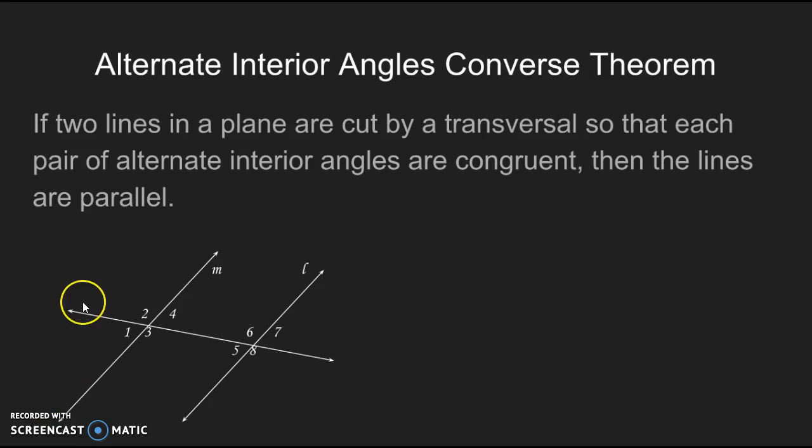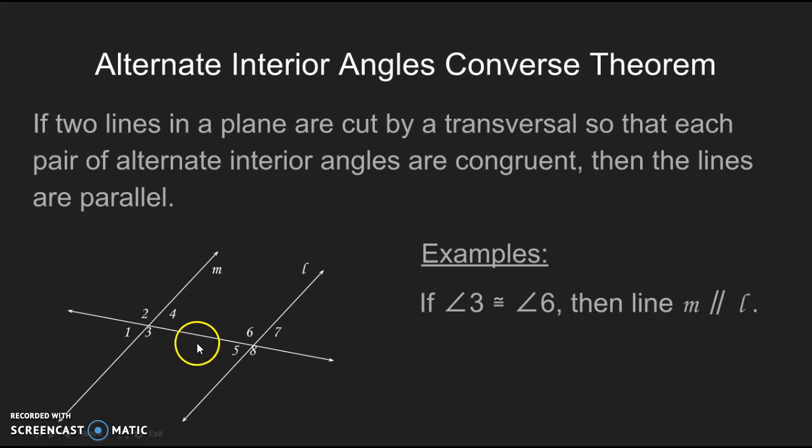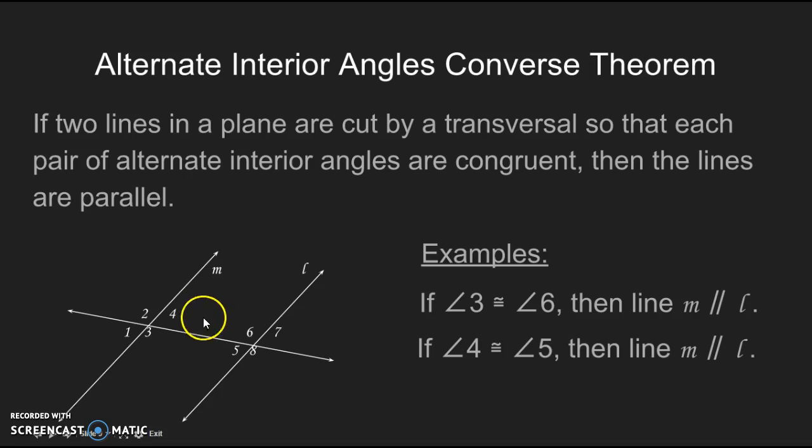Now the alternate interior angles converse theorem very similarly says if two lines in a plane are cut by a transversal so that each pair of alternate interior angles are congruent, then the lines are parallel. An example would be if angle 3 is congruent to angle 6, then line M is parallel to line L. It would be the same if angle 4 is congruent to angle 5, then line M would still be parallel to line L.